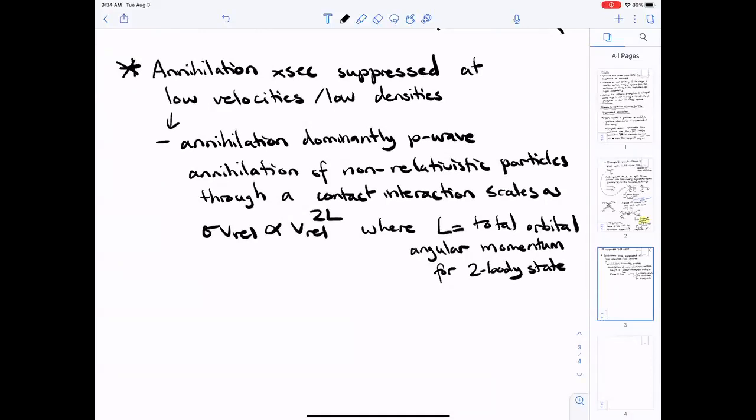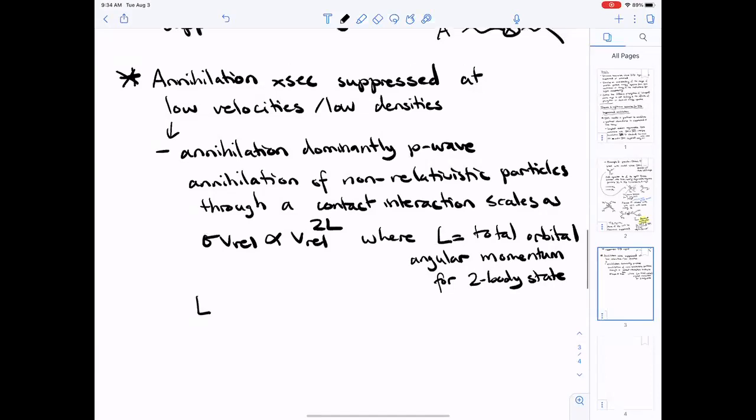So what that tells us, the assumption that I was making last time when I said, okay, let's assume that sigma v is constant with respect to velocity, was equivalent to assuming that it's the L equals 0 mode that dominates. Okay, so L equals 0. This is what we call S wave annihilation. Sigma v_rel is constant. And this is a non-relativistic expansion. This will not work if you take v_rel to c. This is the low velocity expansion.